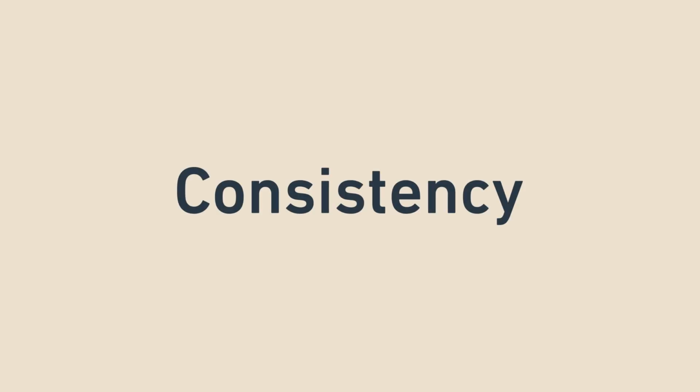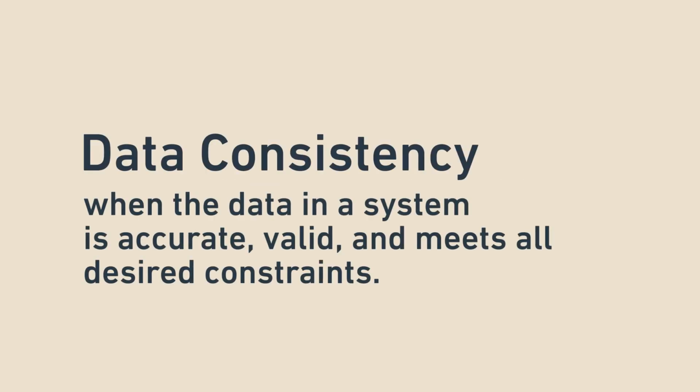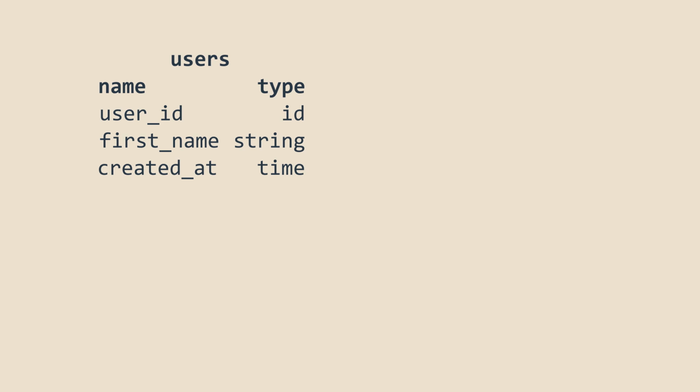Like many terms in software engineering, the term consistency has a few different meanings. Let's go over two of them. The first one is data consistency, which is when the data in a system is accurate, valid, and meets all desired constraints. For example, if you have a table of users, you might have a constraint that every user in this table must have a first name longer than 2 characters.